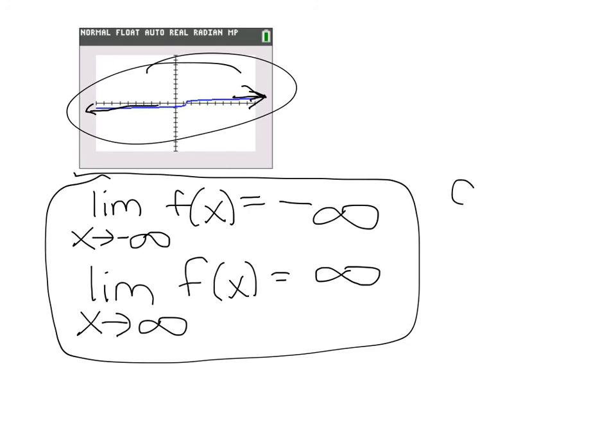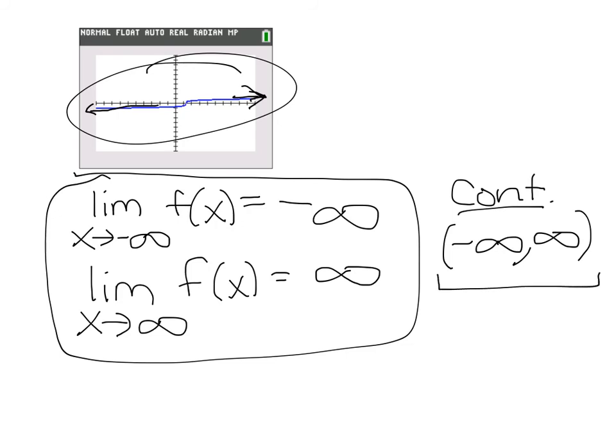And because that occurs, we can say the function is continuous. The function is continuous from -infinity to positive infinity. So as x goes from -infinity to positive infinity, from left to right, the graph has no breaks in it. So therefore, the function's continuous from -infinity to positive infinity.